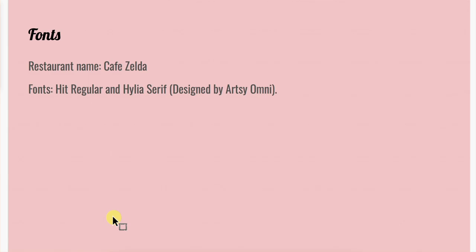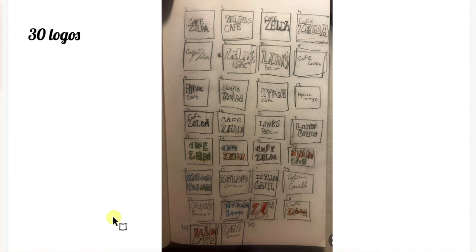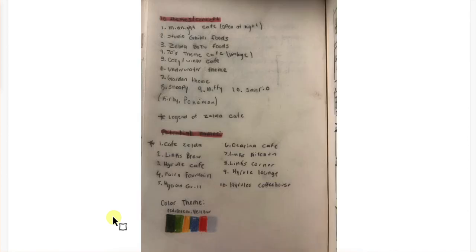Next up is Denise. Denise's restaurant name is Cafe Zelda, and the fonts that you chose are Hit and Hilia. Great. So here's your brainstorming of your themes and your restaurant names. Here's your 30 logos. Pretty fun. So let me go back to your themes. I'm not sure what you chose. Oh, Legend of Zelda. Okay, gotcha.